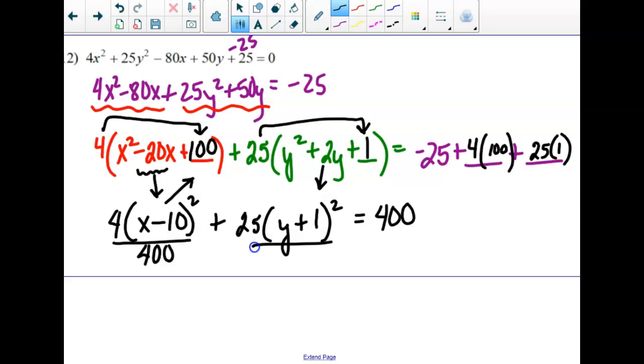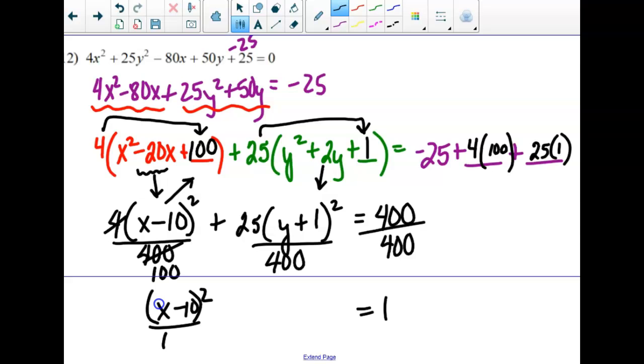And then we have to divide everything by 400 so that it can equal 1. So 4 goes into 400 what? 100 times, and we end up with x minus 10 squared over 100. And 25 goes into 400. Anybody know how many times? 16. Yep, good job.